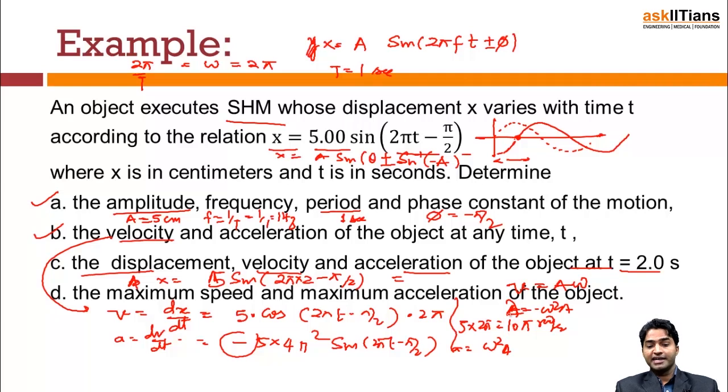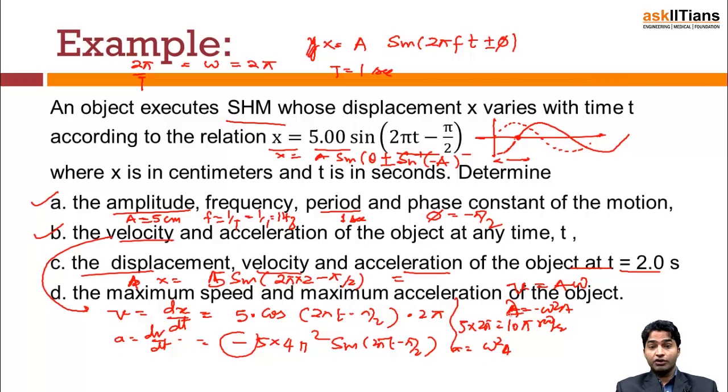Part 2, the velocity and acceleration at time t. We will differentiate the given equation with respect to time t and we will get two equations for velocity and acceleration. In part 3, they are talking about displacement, velocity and acceleration at time t equal to 2 seconds. For displacement, we will put t equal to 2 seconds in the main equation, so x is equal to 5 sine(4 pi minus pi by 2). 4 pi minus pi by 2 is equal to 7 pi by 2, and we will plot the graph according to this. For velocity, we will differentiate and then put t equal to 2 seconds.